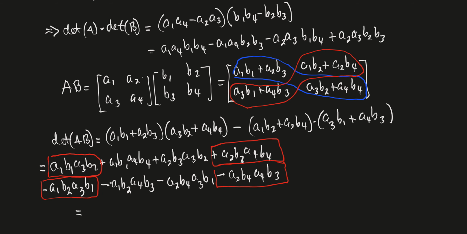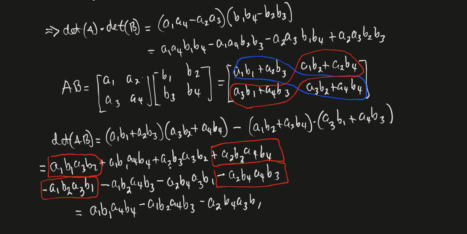So we're left with, let's write down what we have left. So here we have A1, B1, A4, B4, and then I'm going to write the one right below it. I'm going to write it as minus A1, B2, A4, B3, and then the other one that's right next to it, minus A2 B4 A3 B1, and then the other positive term, plus A2 B3 A3 B2.